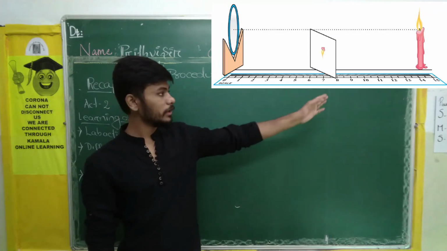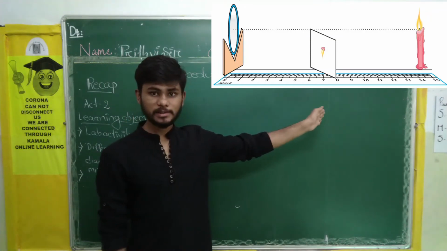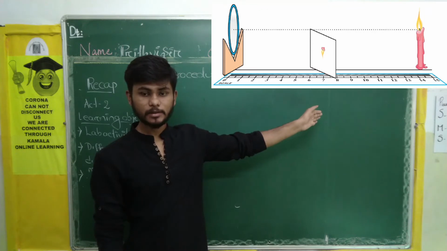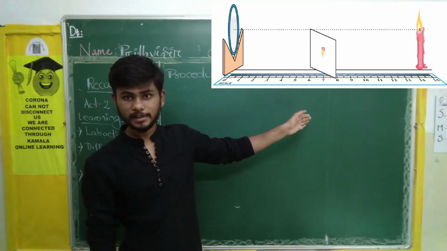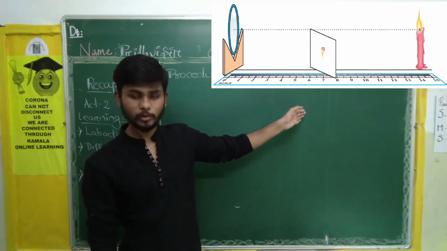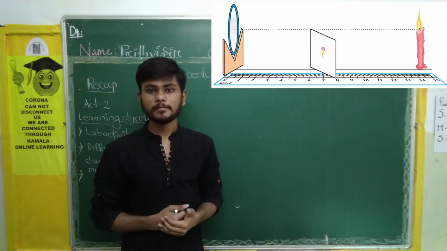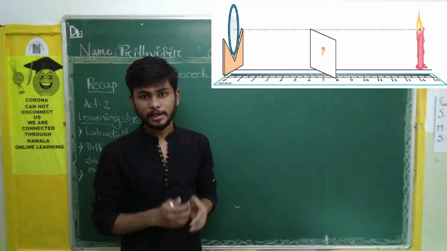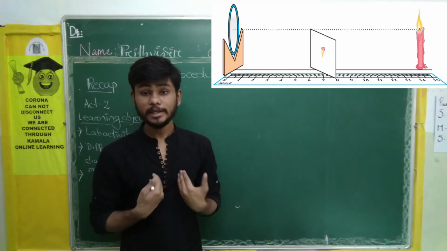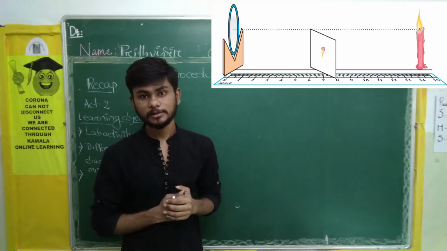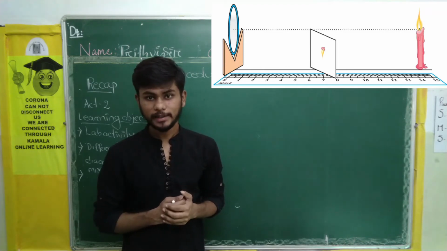In the same way, now it is 14. On the next step we will bring it closer, that is 10. On the next step, closer still, that is 8. Then 6, then 4. Like that we will take several observations. After taking several observations, we need to see where we are getting the image.